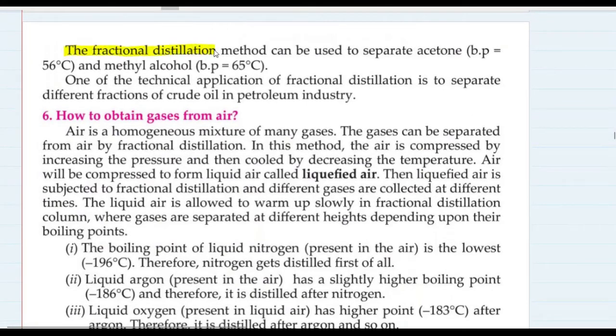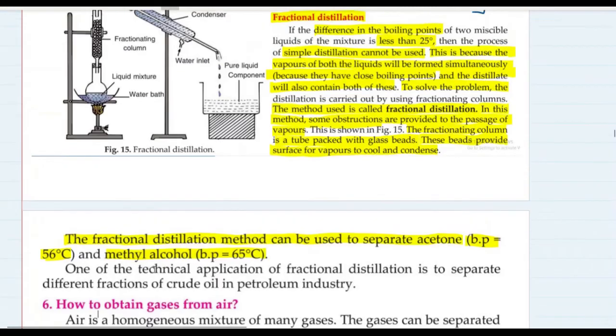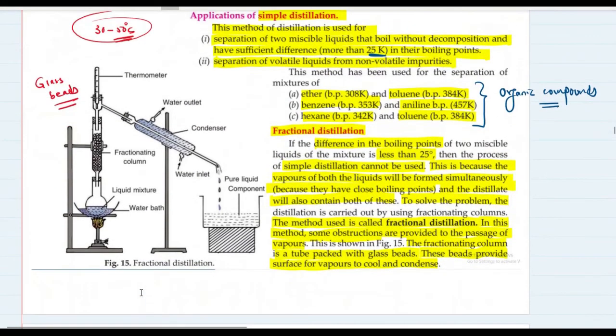The fractional distillation method can be used to separate acetone, whose boiling point is 56 degrees Celsius, and methyl alcohol, whose boiling point is 65 degrees Celsius. What is the difference? The difference in their boiling points is just 9 degrees Celsius. So it's possible that in the mixture of acetone and methyl alcohol, when you heat it, both the vapors of acetone and methyl alcohol start forming simultaneously, and both of the vapors pass through this fractionating column.